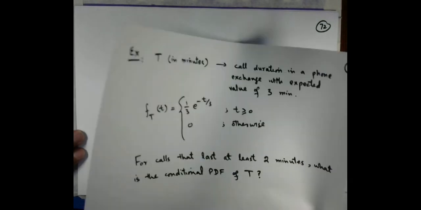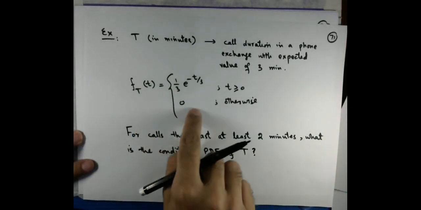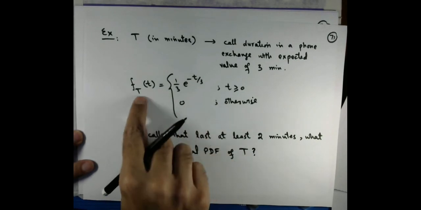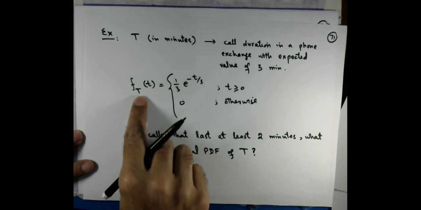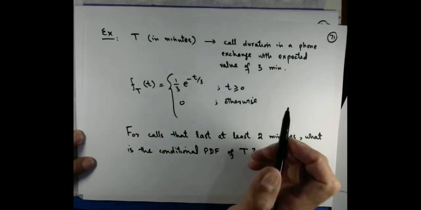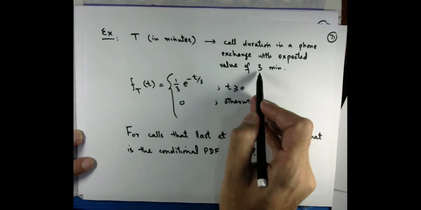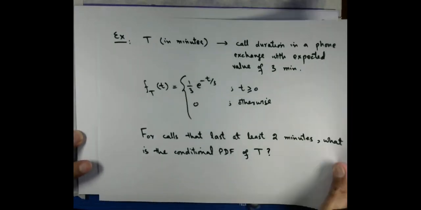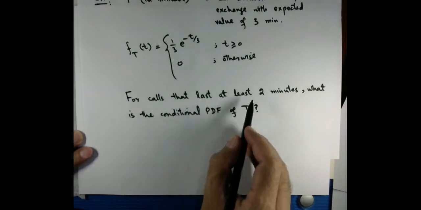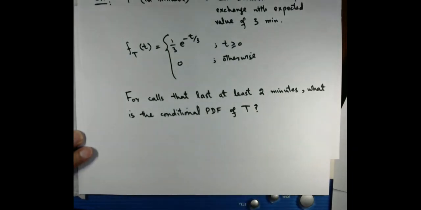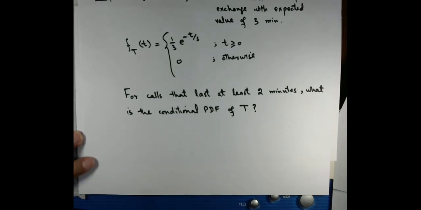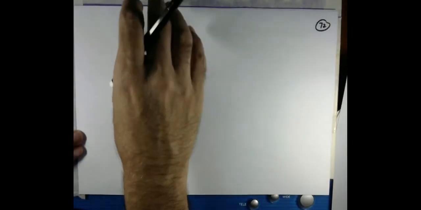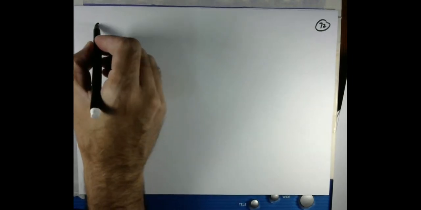I'll again repeat. This is the unconditional distribution of the call time. So it includes all the calls from 0 onwards till any duration, and the average call duration for this case is 3 minutes. But now I put the conditioning event and I say for all those calls which are at least 2 minutes, what is the conditional distribution of the call time now? So I'll basically be excluding all those calls which are below 2 minutes.